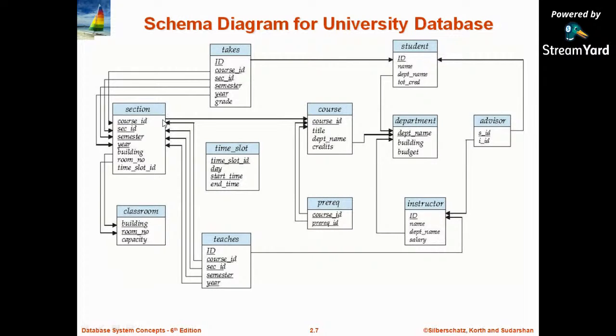Look at this. This course ID is a foreign key here and it is referring to the course ID which is the primary key here. What is the primary key of section? The primary key of section is the combination of four fields, that is course ID, section ID, semester and year. Combination of four fields is a primary key of section. So you have to combine like this. It is an ER diagram.